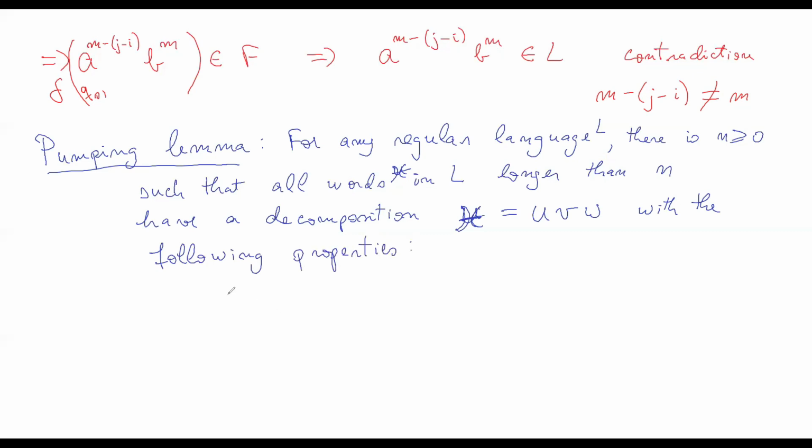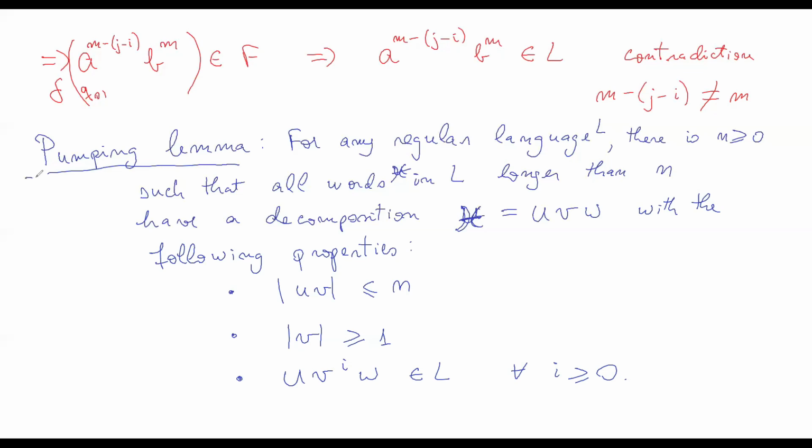And we have on one hand the length of UV is at most n. And the other one is the length of V is at least 1. And U times V to the power I times W is in your language for all I greater than or equal to 0. And I'm going to prove this for you. I just comment on this result a little bit more.